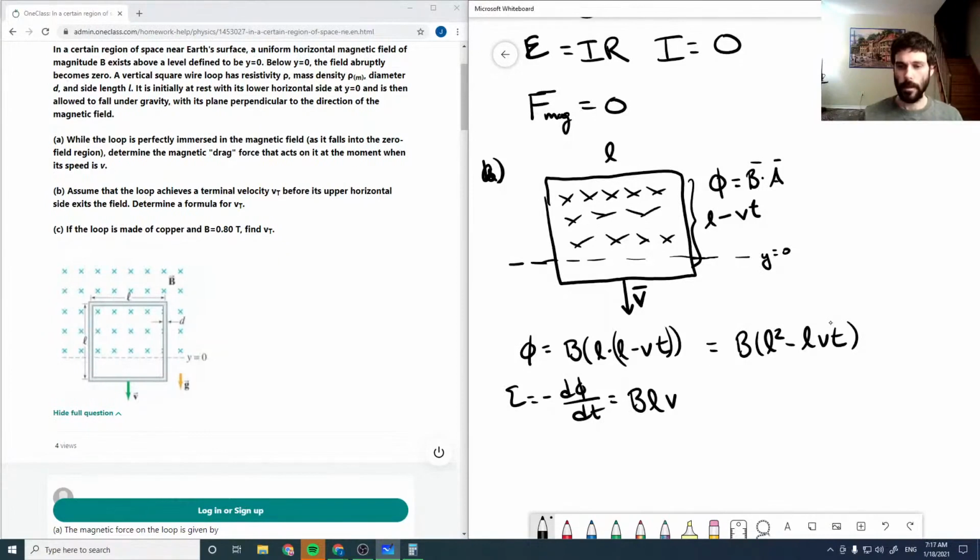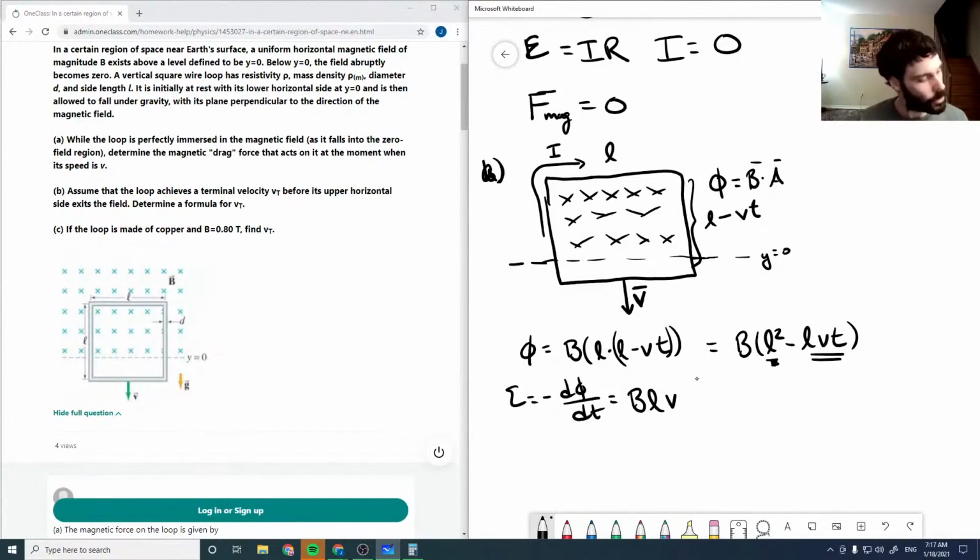Okay, and then the derivative of this with time, this part's not going to depend on time, and then this part does. So we're just left with BLv. Okay, and our EMF is positive, meaning that our flow of positive charge, or our current, is going to be that way around the loop.